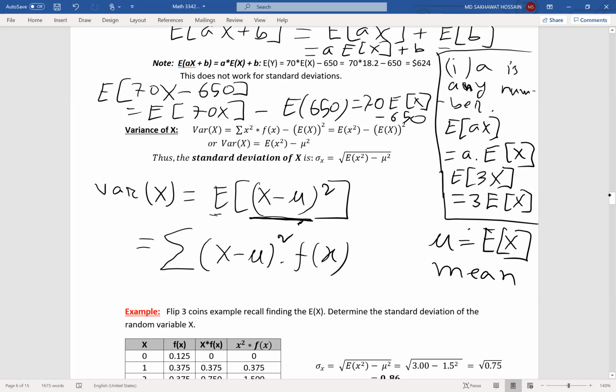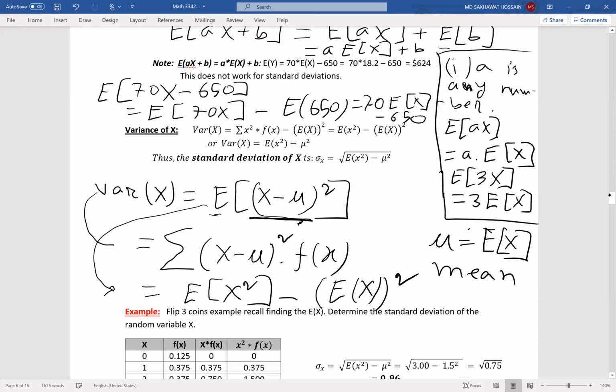So we can also rewrite this formula. We can write this as the expected value of x squared minus the square of the expected value of x. Actually, you can derive this formula from here. So I can also show you the derivation.